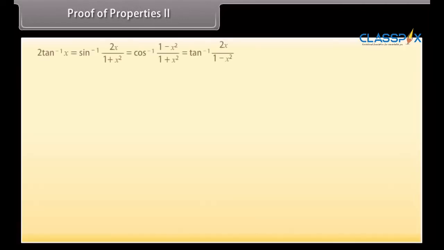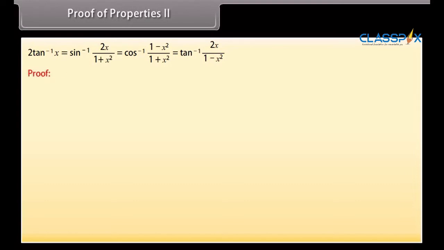Proof of properties 2. 2 tan inverse x is equal to sin inverse of 2x by 1 plus x square, which is equal to cos inverse of 1 minus x square by 1 plus x square, which is equal to tan inverse of 2x by 1 minus x square. Proof. Let tan inverse x be equal to y, then x is equal to tan y.